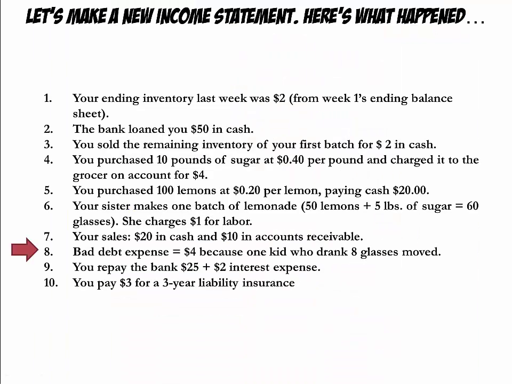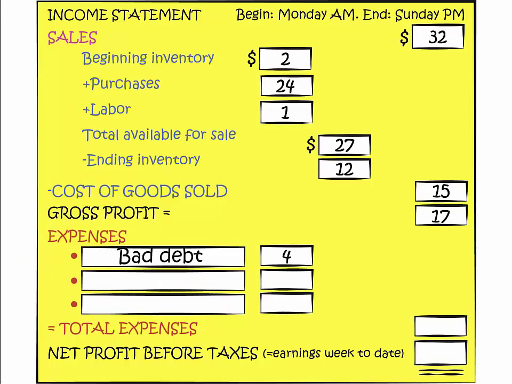You then faced a bad debt expense of $4 because your friend who drank 8 glasses but did not pay cash moved away. The bad debt expense is considered an expense of doing business, but it is not related to manufacturing the lemonade, so it goes under expenses.